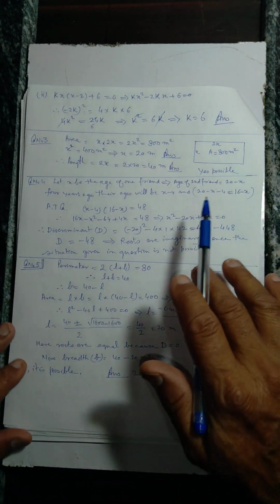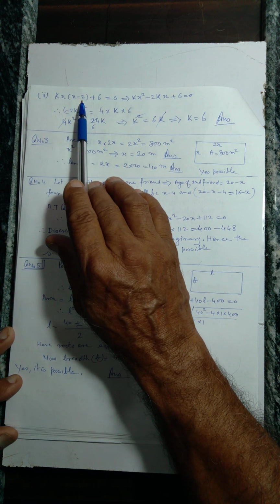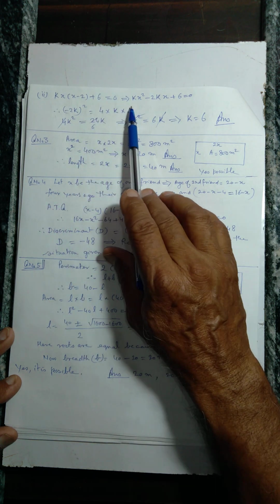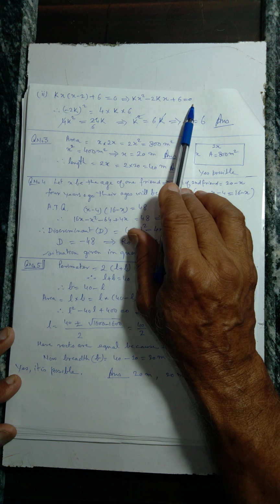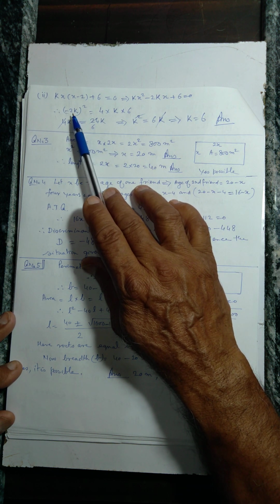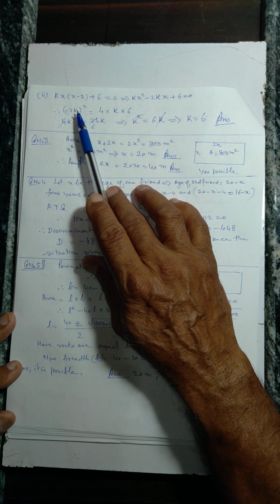Now the second part, that is kx inside the bracket x minus 2 plus 6 equal to 0. Multiply it, you will get kx square minus 2kx plus 6 equal to 0. So for discriminant purpose, you see the roots are equal, therefore the discriminant should be equal to 0.